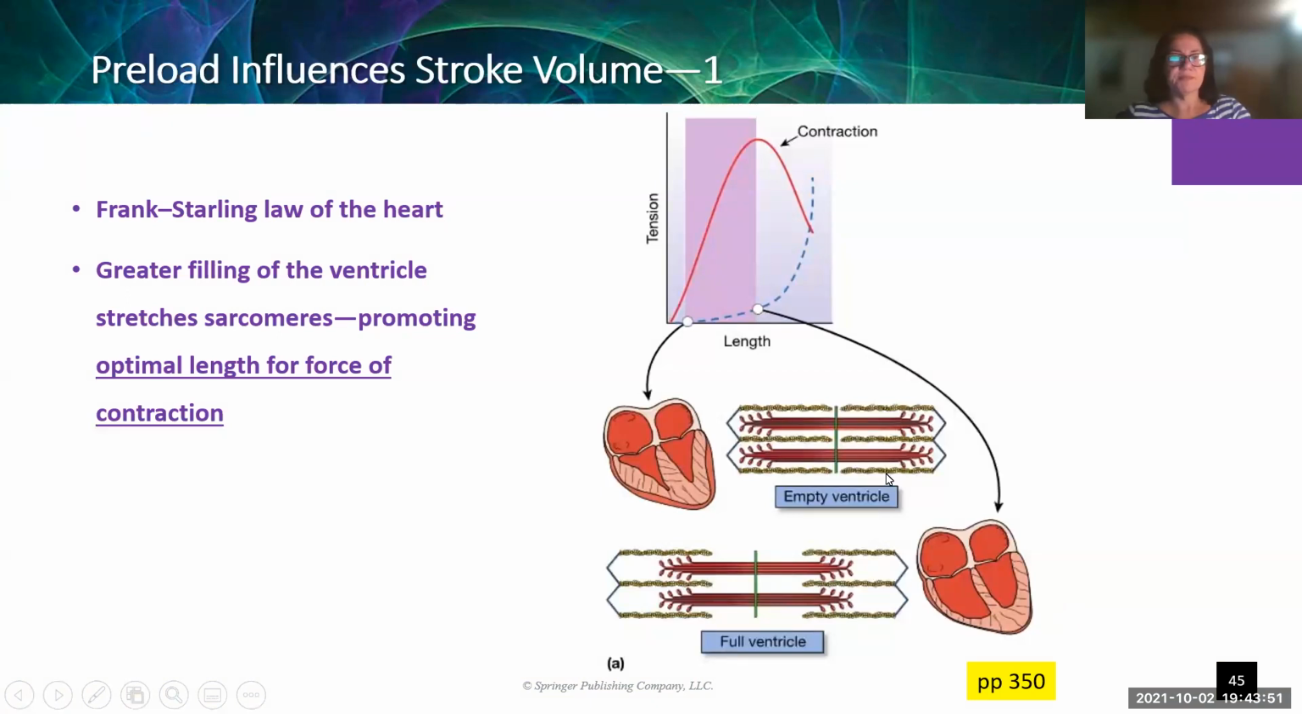Here's the diagram. All right, you may have heard of this concept of preload related to the Frank-Starling law of the heart. That's the only time I'm going to mention it. Basically, it's this. The greater filling of the ventricles is going to stretch the sarcomeres. It's going to pull the actin and myosin to just the right position where they're going to have optimal length for force of contraction.